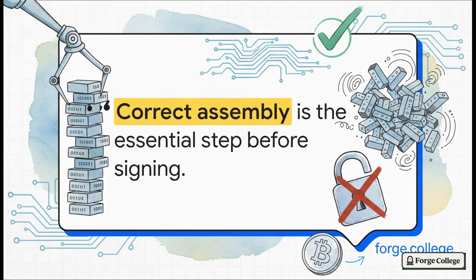I want to leave you with this final thought. Correct assembly is the essential step before signing. Precise, manual byte assembly is the true foundation of Bitcoin engineering. I mean, you can't cryptographically sign a disorganized mess of bytes, right? But it does beg the question, what happens if even a single microscopic byte is out of place when the signers step in?